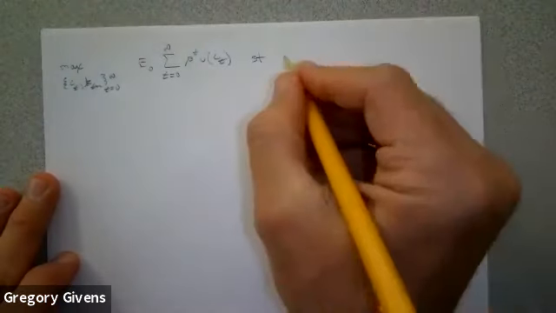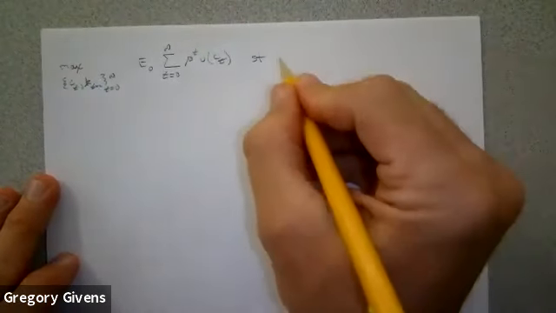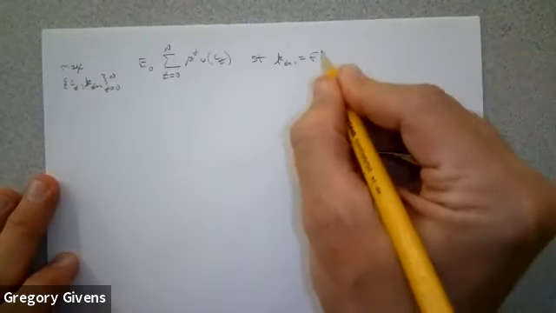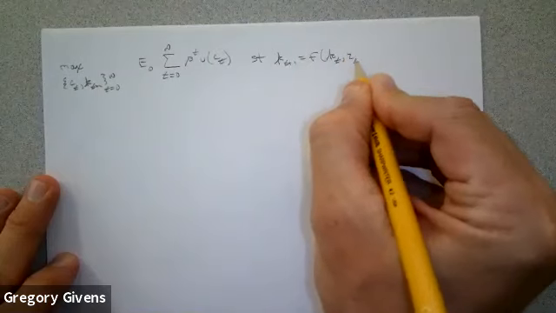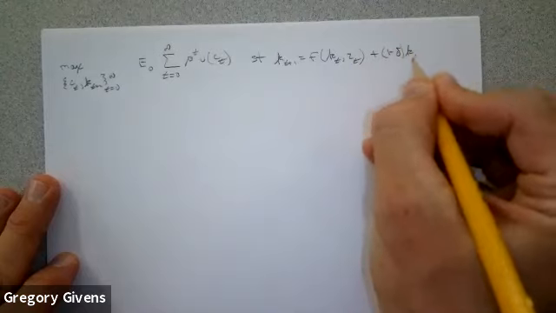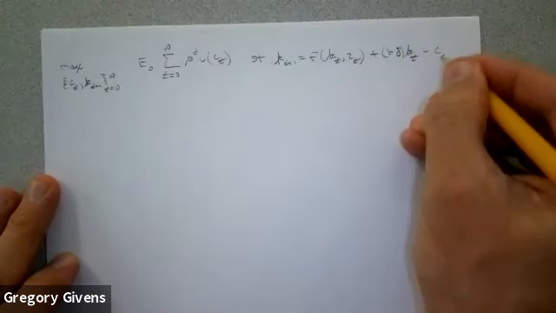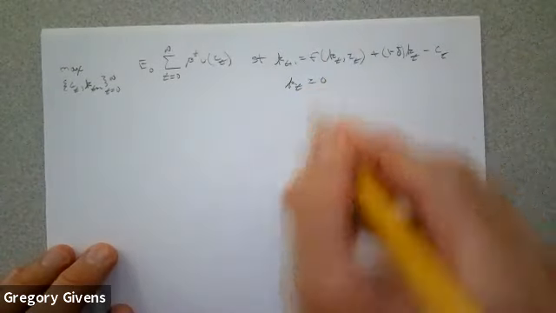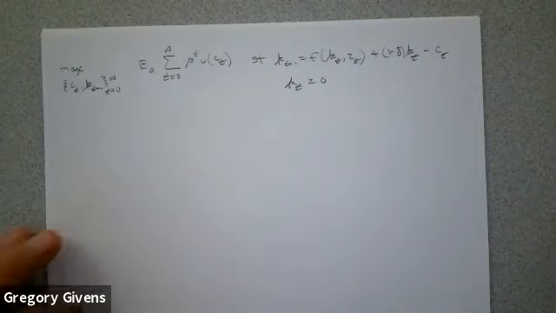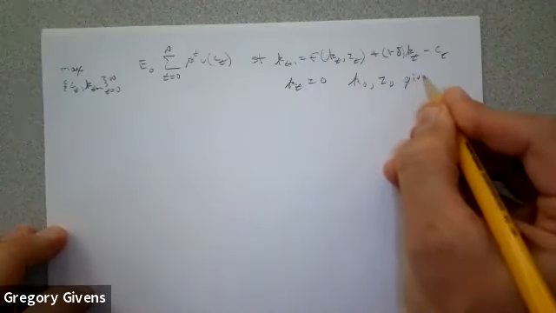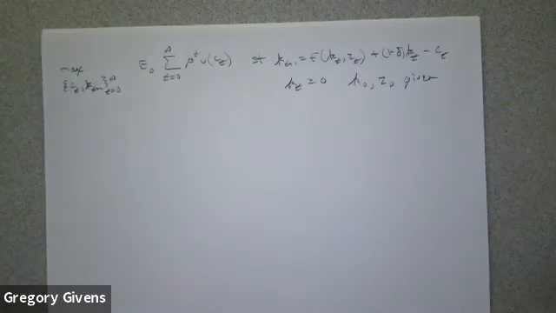subject to the period by period resource constraint for the planner, which says that K_{t+1} has to be equal to f of K_t, Z_t plus 1 minus delta K_t minus C_t, where K_t has to be strictly greater than 0 every period, and K_0 and Z_0 are given and known when the planner makes her decisions.